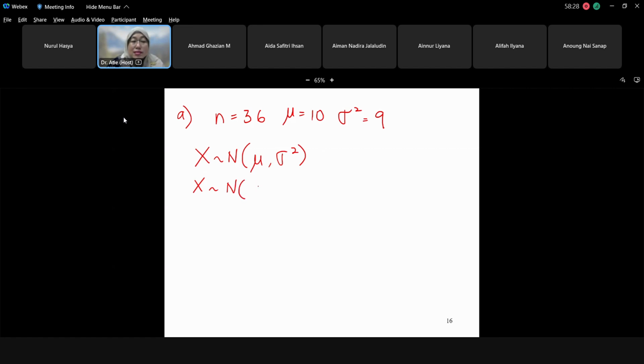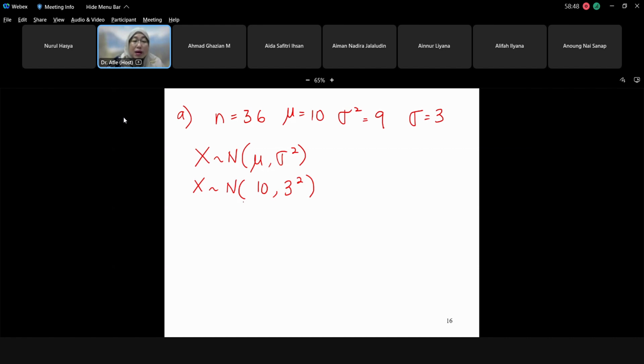The mean is 10, right? Remember, we need the value of sigma, not the variance. So sigma will be equal to 3, which is the square root of 9. So you need to write 9 square like this. Sorry, 3 square. Understand? Right.